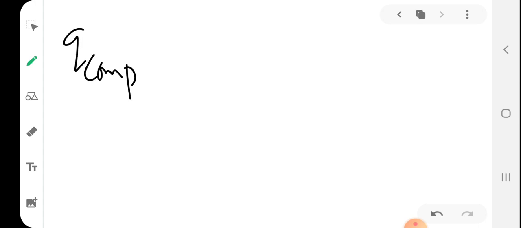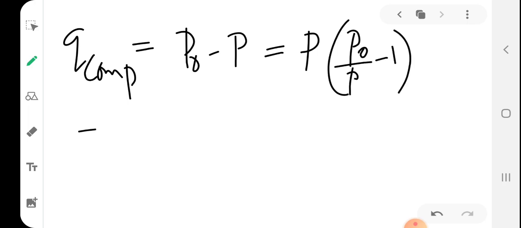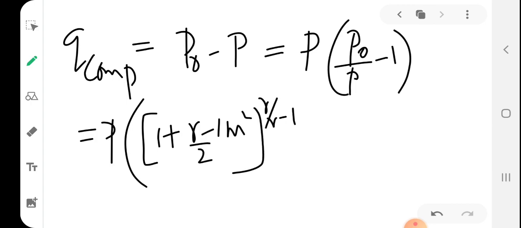So using this pressure equation, you can write Q compressible. Q compressible, P0 minus P, is nothing but, if you take P outside, P into P0 by P minus 1, right? So P0 by P is 1 plus gamma minus 1 by 2 Mach square, raised to gamma by gamma minus 1, minus 1. So this is Q compressible, the dynamic pressure in case of compressible fluid flow, right?